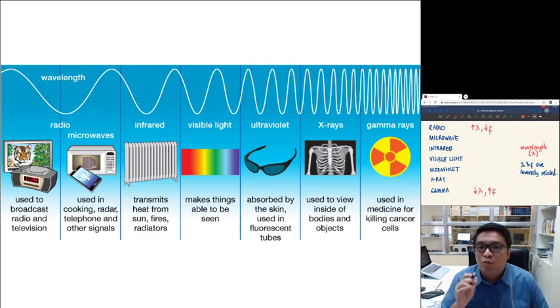Now, aside from wavelength and frequency, we can also see here that gamma rays, because they are used for medicine or for killing cancer cells, are high energy waves. They emit a lot of energy. Meanwhile, radio waves, or the waves that are on the left side of the spectrum, are actually low energy waves. This means that when we expose ourselves to ultraviolet rays, X-rays, or gamma rays, we need to protect ourselves because they emit a lot of energy.